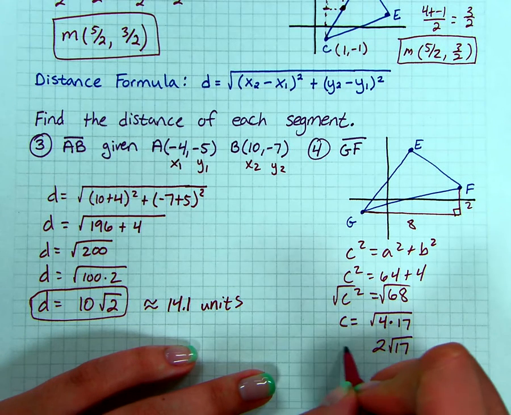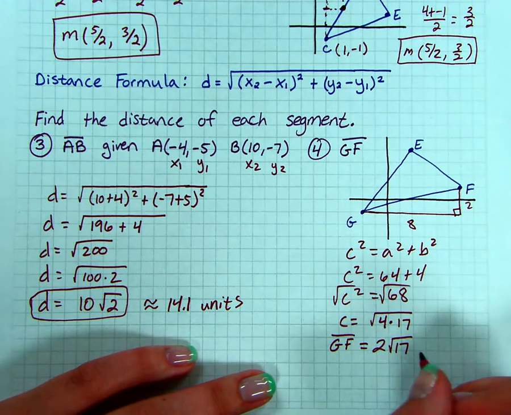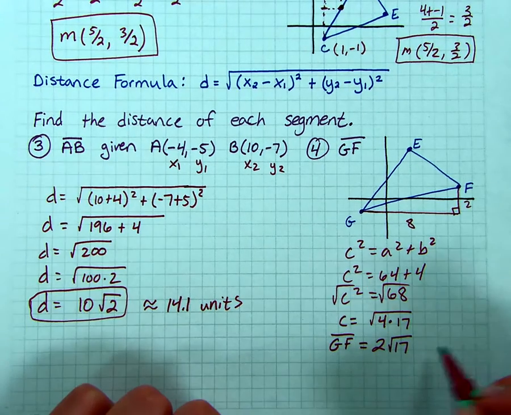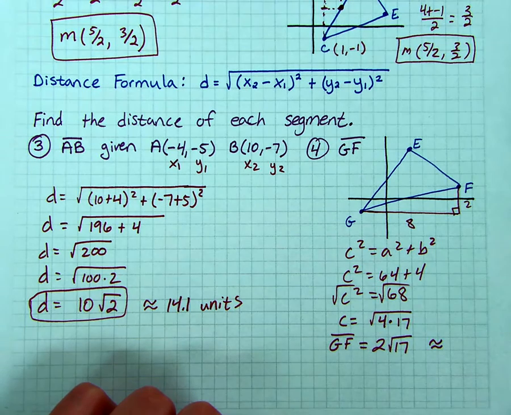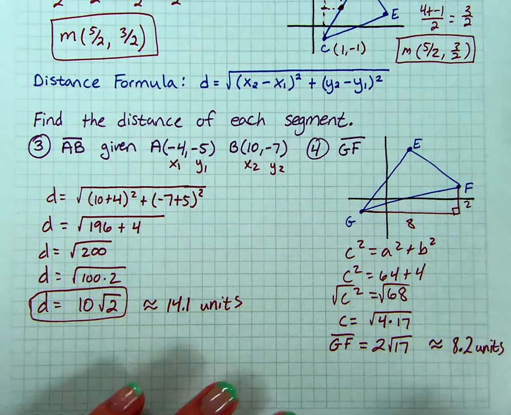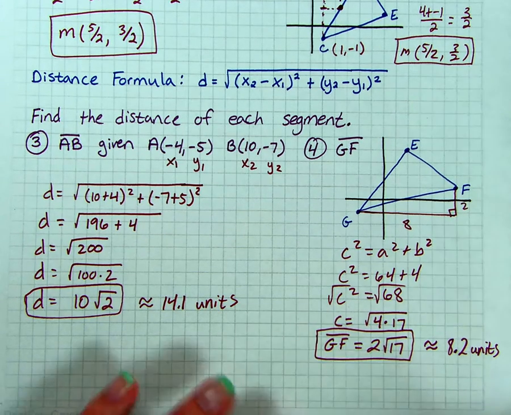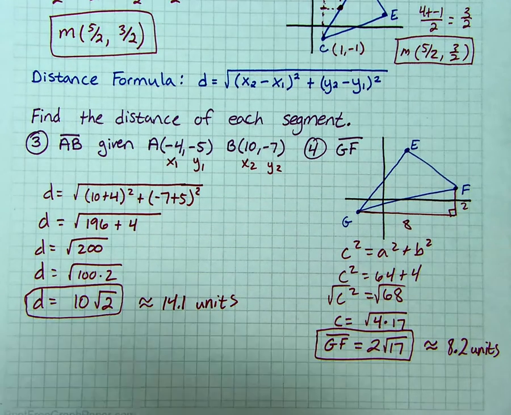So the distance for GF, I'm just replacing c with the name of our side, is 2 square root of 17. Again, this is our exact answer. The approximation we would find by using the calculator and taking the square root of 68. So this would be approximately 8.2 units. But like I said, for my classes, I want the exact answers. And that's going to conclude section 1.